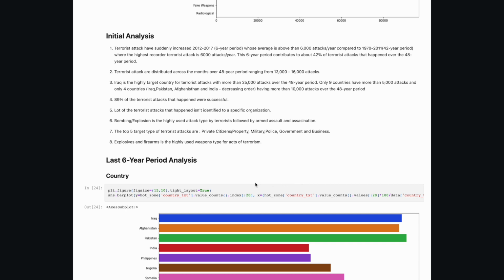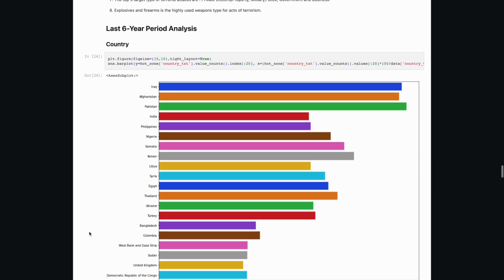89% of terrorist attacks were successful, and bombing or explosion is the most used attack type. The top targets of these terrorist attacks were private citizens and property, military, police, government, and business. And explosives and firearms are the most used weapon types.